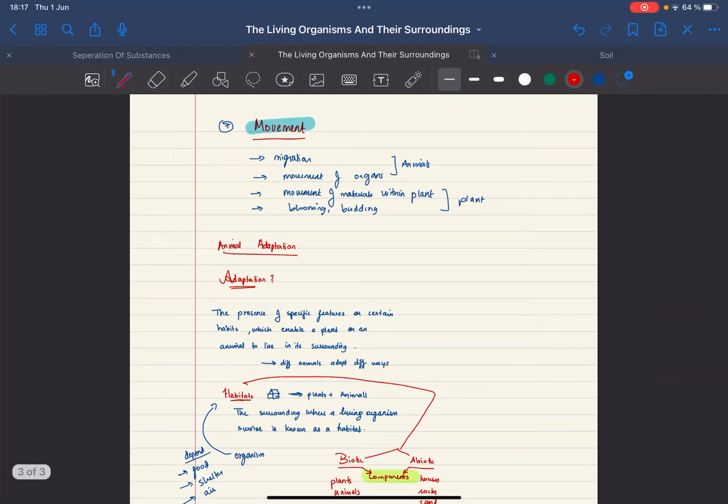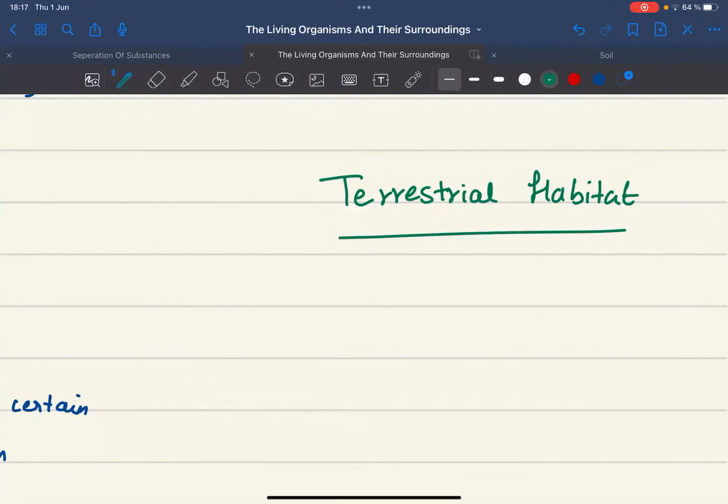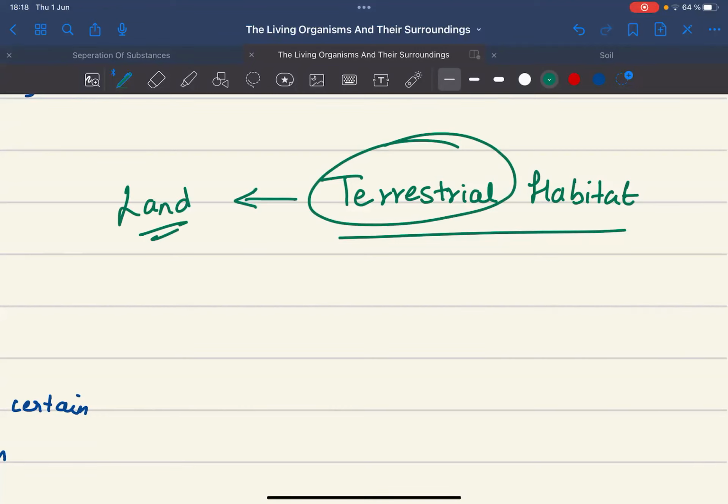Now we have something called the terrestrial habitat. What is the meaning of terrestrial? Ma'am, living on land. Excellent. So terrestrial means land. Terrestrial habitat means land habitat. All the plants and animals that live on the land are said to be terrestrial habitats. So give me examples of terrestrial habitats.